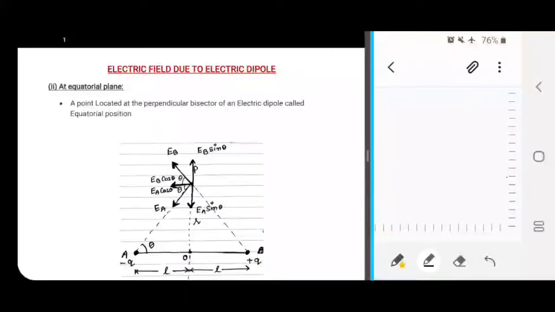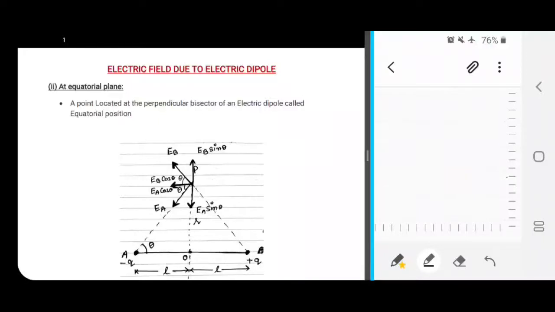Hello students, today we are going to start our next topic, which is based on the last topic, that is electric field due to electric dipole. We have studied the electric field due to electric dipole at a point located on its axis. In our second topic, we have to calculate the electric field due to electric dipole at the equatorial plane.